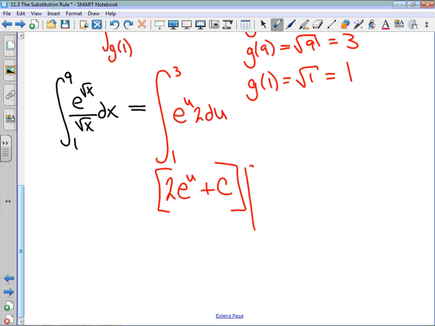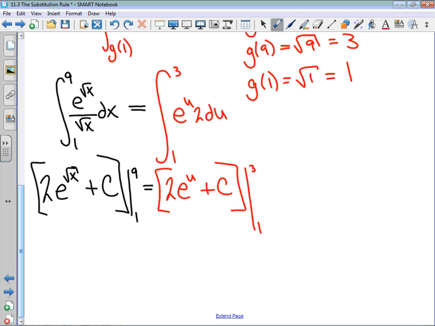Now, I really want to reemphasize that we don't have to use that function. What I could do is make my substitution again, and I could say that this is 2 times e to the power of root x plus a constant. But when it's in terms of x, I have to evaluate it from 9 to 1. When it's in terms of u, I have to evaluate it from 3 to 1. Personally, I like the black technique.